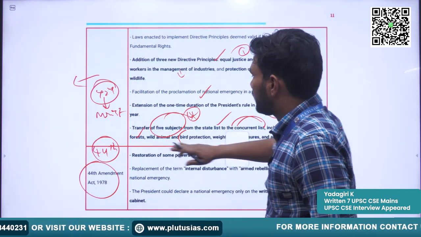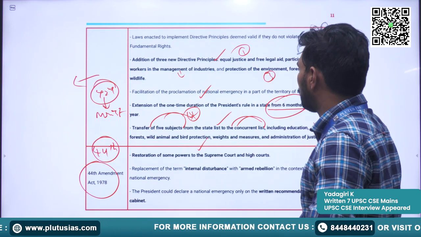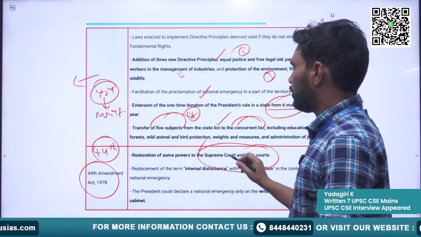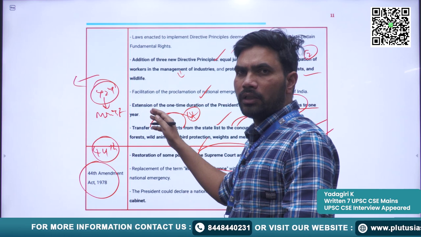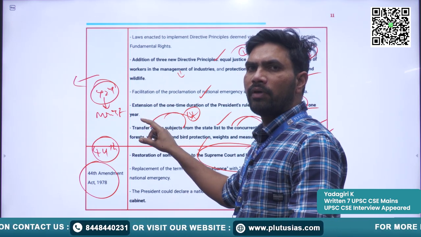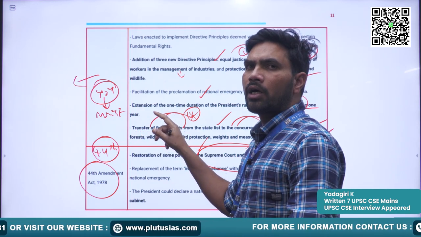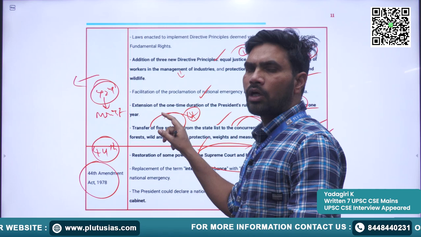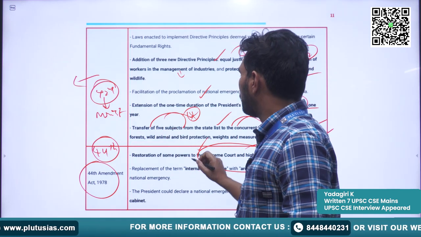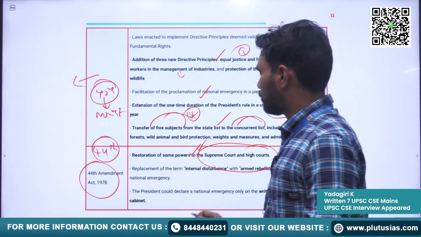Some of the aspects under the 44th Amendment are restoration of some powers to the Supreme Court and High Courts. We have seen that in the 42nd Constitutional Amendment Act, the judicial review power was taken away from the judiciary whenever constitutional amendments have been made. That power has been restored through the 44th Constitutional Amendment Act.